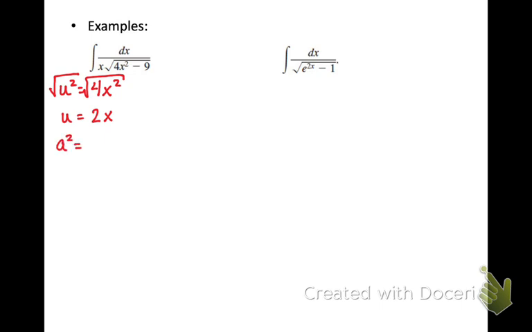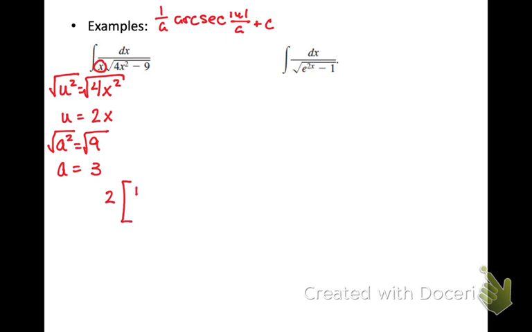So what is a squared? 9. We take the square root of both sides, so a is 3. So we're doing 1 over a arc secant of the absolute value of u over a plus c, correct? But we need to add a 2. It's 1/2, so what do we multiply by? 2. So we have 2.